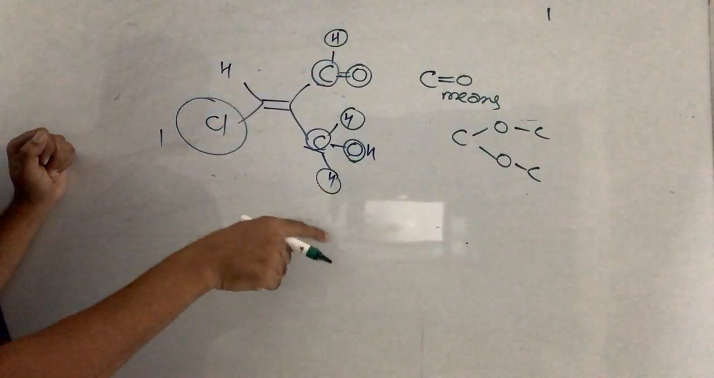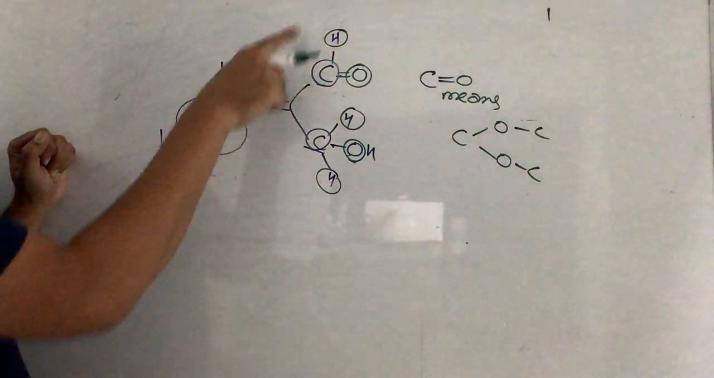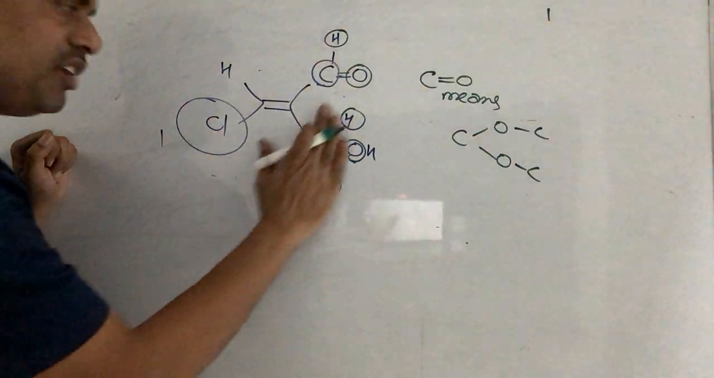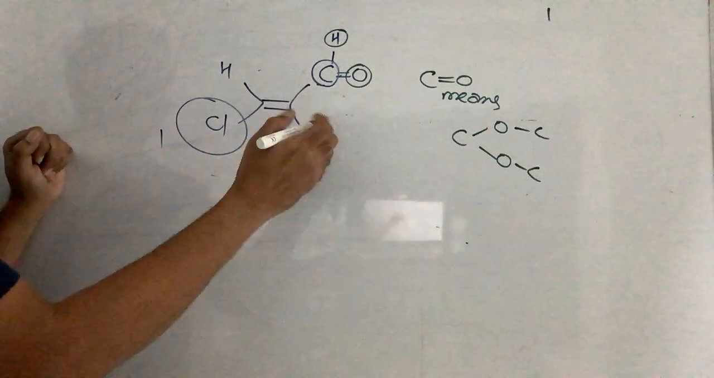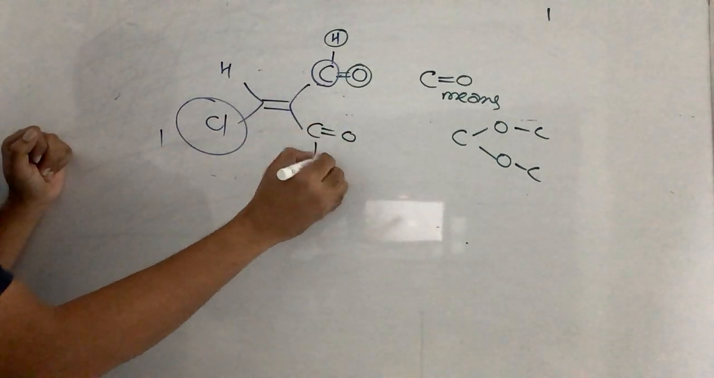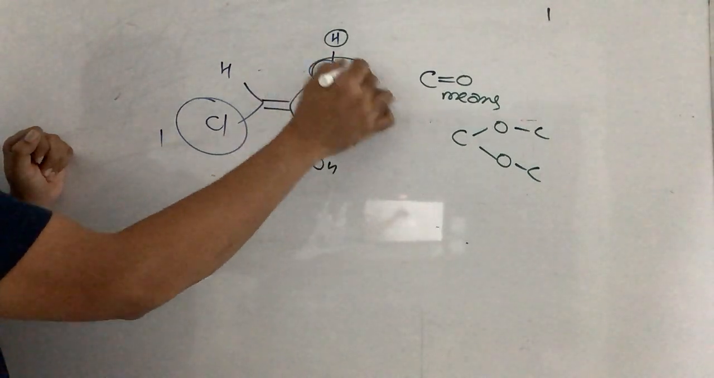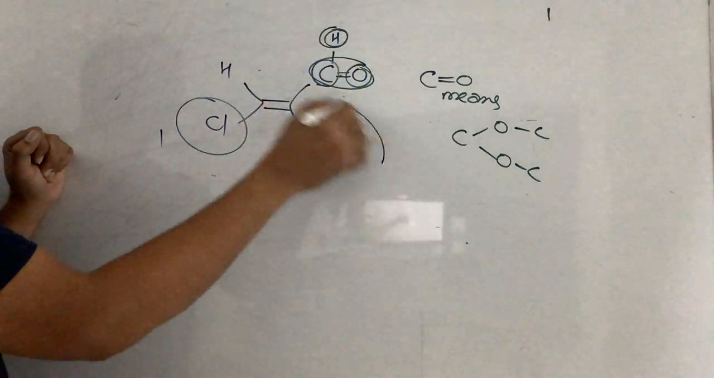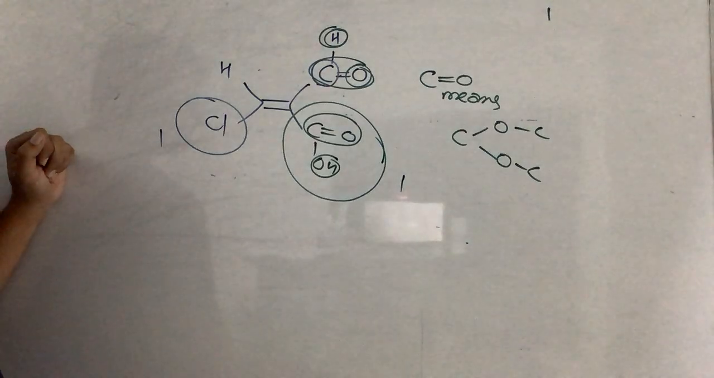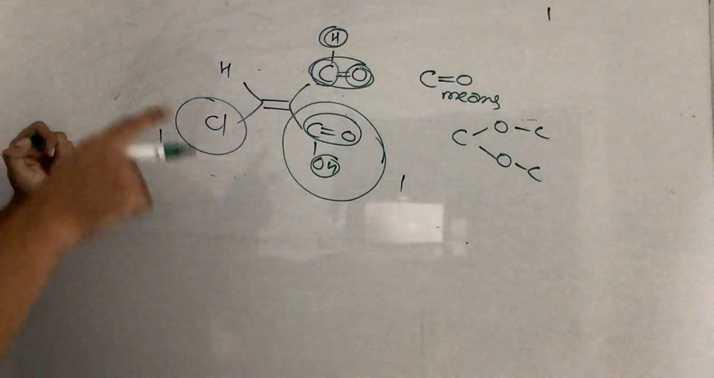When CHO, COOH, CH2OH are present, CHO gets more priority. But if it is COOH, C double bond OH, the C double bond O group is the same at that point. Now hydrogen and OH group is there. So this gets more priority. Got my point? C double bond O.